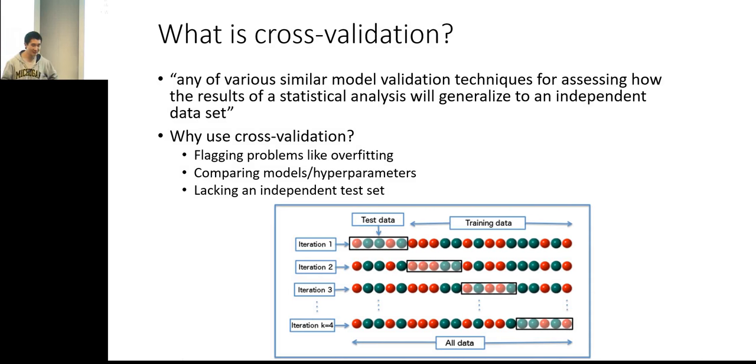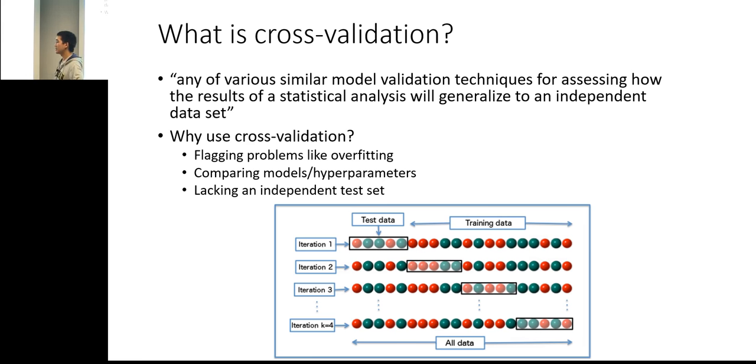Now, since I'm also talking about overfitting and evaluating models, we should also talk about cross-validation. Cross-validation is defined, according to Wikipedia, as any of various similar model validation techniques for assessing how the results of a statistical analysis would generalize to an independent data set. One of the most popular versions of cross-validation is k-fold cross-validation. At the bottom here, I have a picture of four-fold cross-validation that perfectly illustrates how it works.